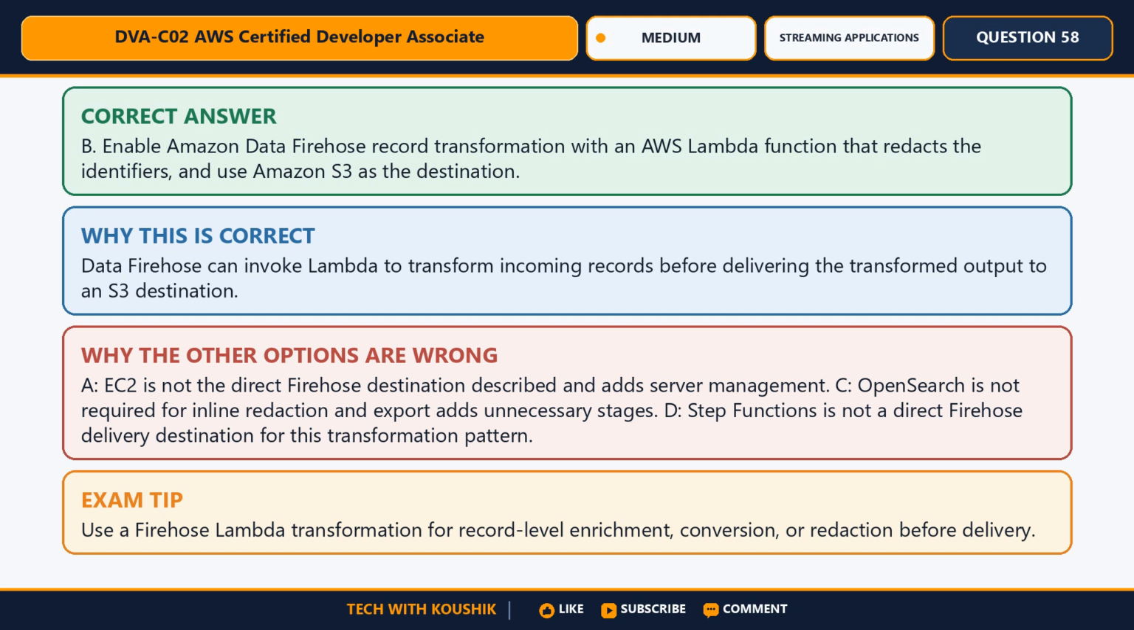A. EC2 is not the direct Firehose destination described in this scenario. C. OpenSearch is not required for inline redaction, and export adds unnecessary stages. D. Step Functions is not a direct Firehose delivery destination for this transformation pattern. Exam tip. Use a Firehose Lambda transformation for record-level enrichment, conversion, or redaction before delivery.